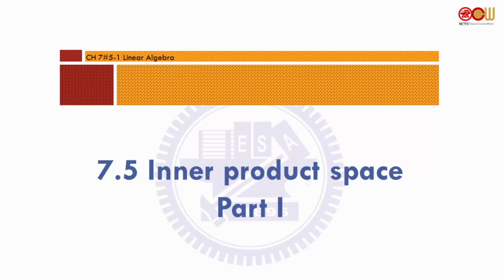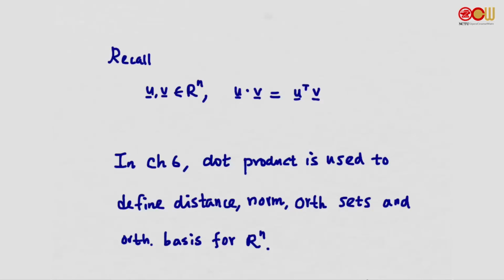Inner product space. In Chapter 6, we defined the dot product: u·v is equal to u transpose v. And we use the dot product to define distance, norm, and orthogonal set. As a result, we have an orthogonal basis for Rn. We also have orthogonal projection onto some subspace, and we can find the least squares solution.